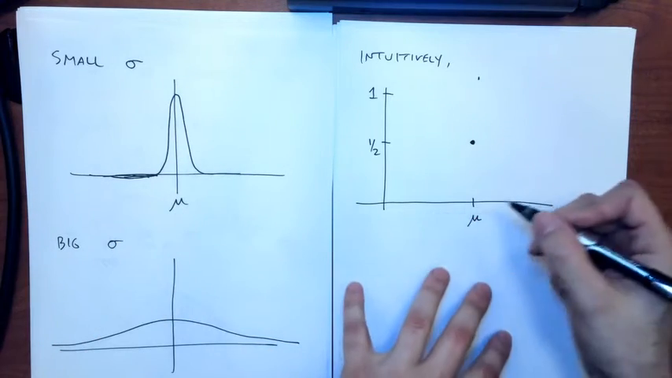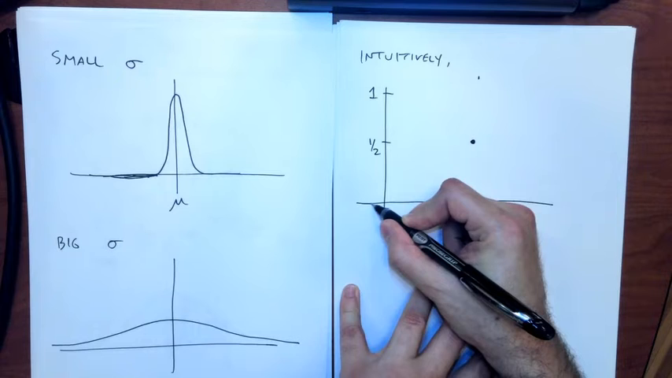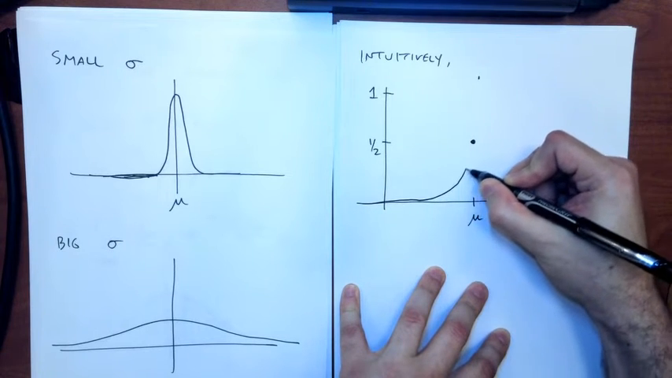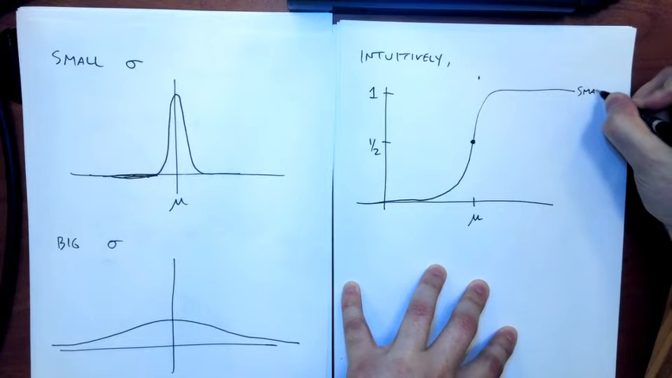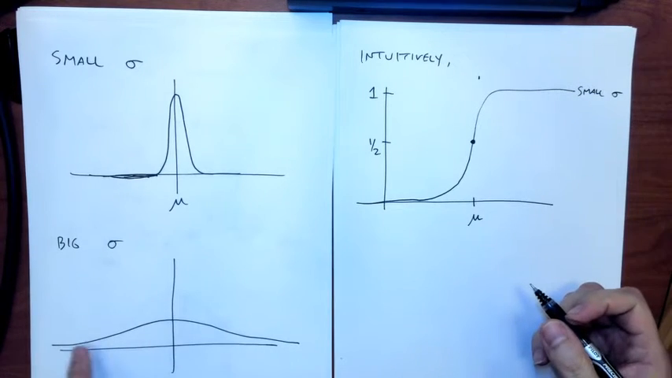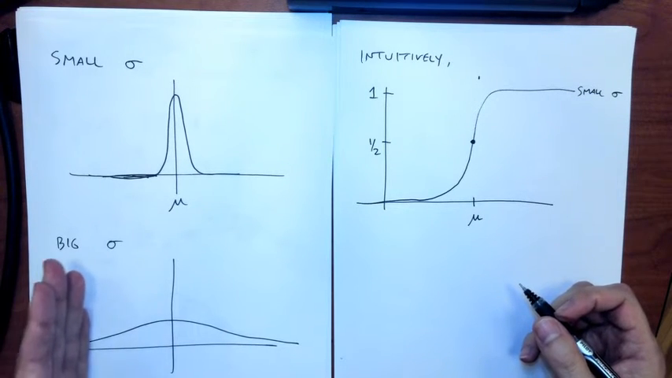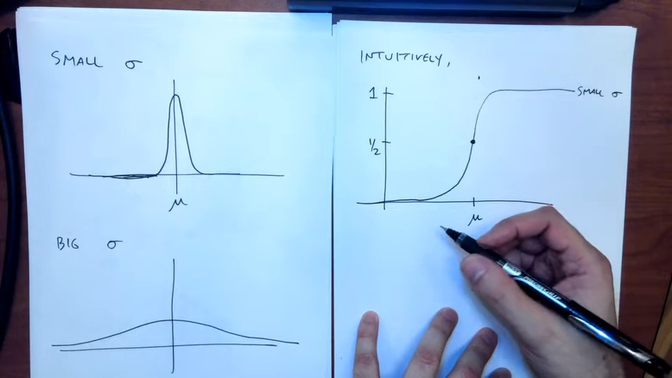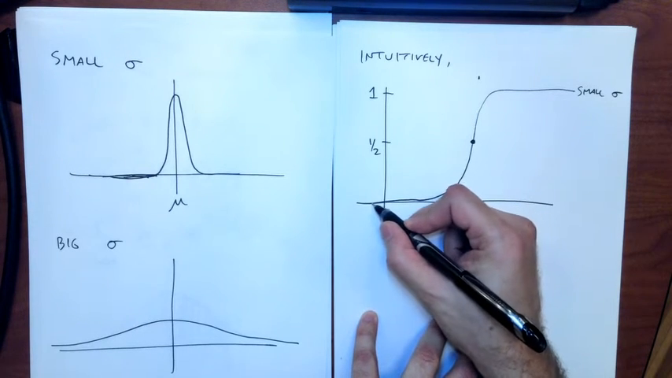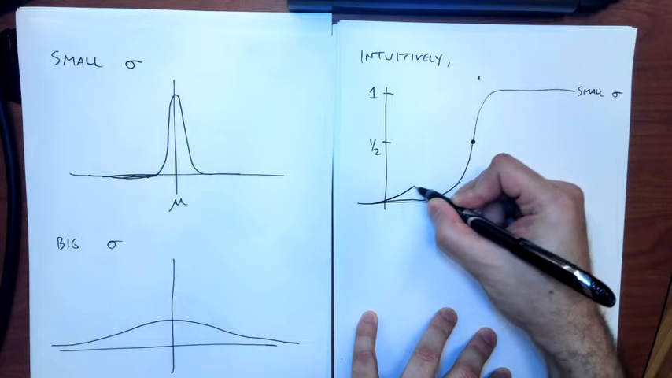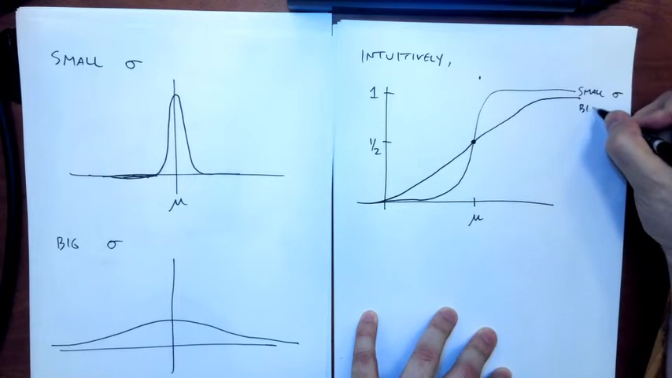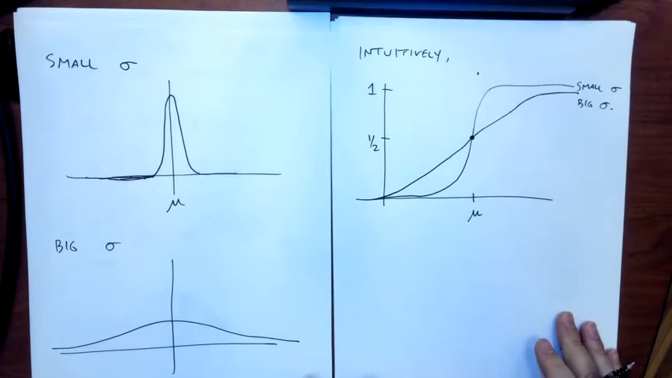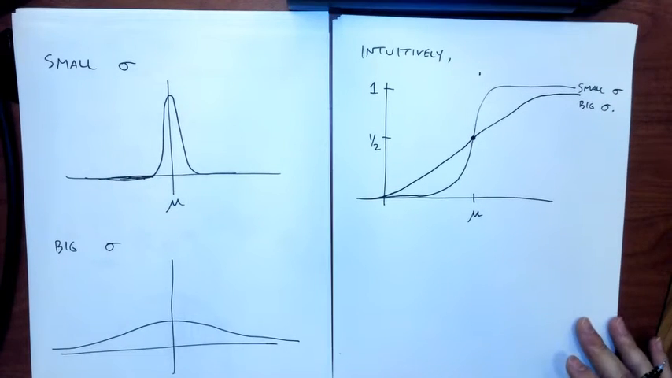So for a small sigma, this looks something like this, right? It goes up really fast. And for a big sigma, it may take me longer to get up to a half, and it may be a smoother looking curve. So maybe it looks something like this, flatter for big sigma. Okay.